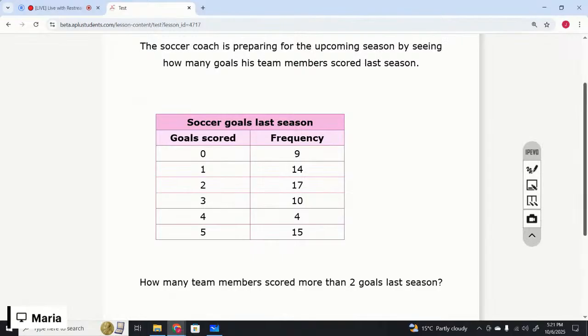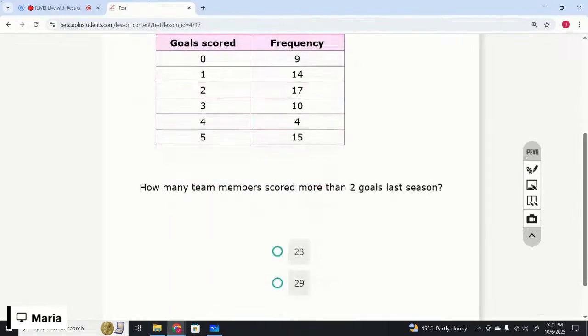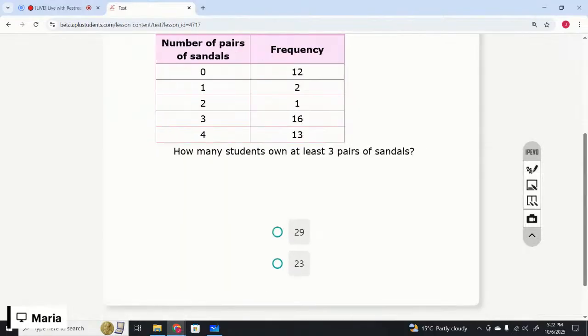More than two, you need to add the frequency of 3, 4, and 5. 25 and 4 is 29, so the correct option is 29. That is 29. Option number 2 is the correct option.